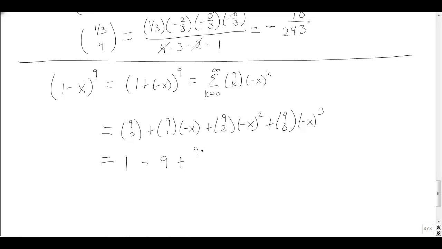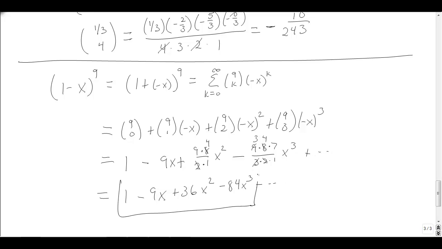Plus 9 choose 2, I do 9 times 8 over 2 times 1, x squared. The cubes, I'm going to get a negative. I'm going to get 9 times 8 times 7 over 3 times 2 times 1, get x cubed. So I get 1 minus, oh sorry, I left my x off here in this second term. 1 minus 9x. Let's see, 2 and 8 cancel for 4. So that's plus 36x squared. 3 will cancel with the 9. 2 will cancel with the 8 for 4. So I get 12 times 7 is 84. So minus 84x cubed. So there's my first 4 terms of a series for 1 minus x to the 9th here, centered at 0.